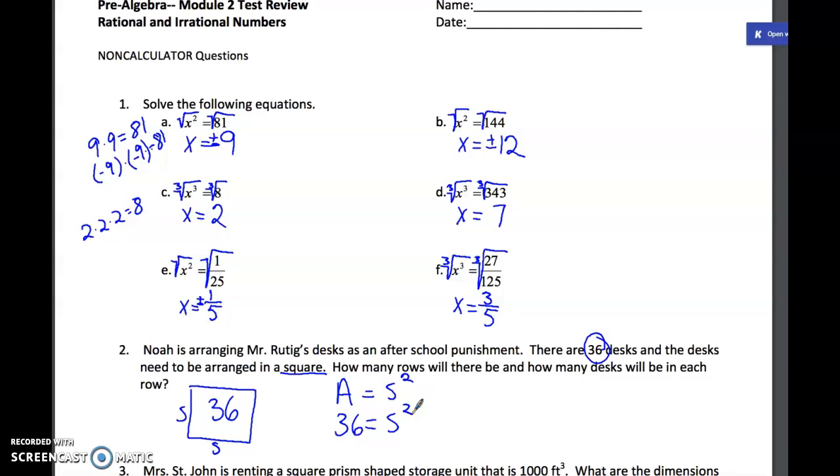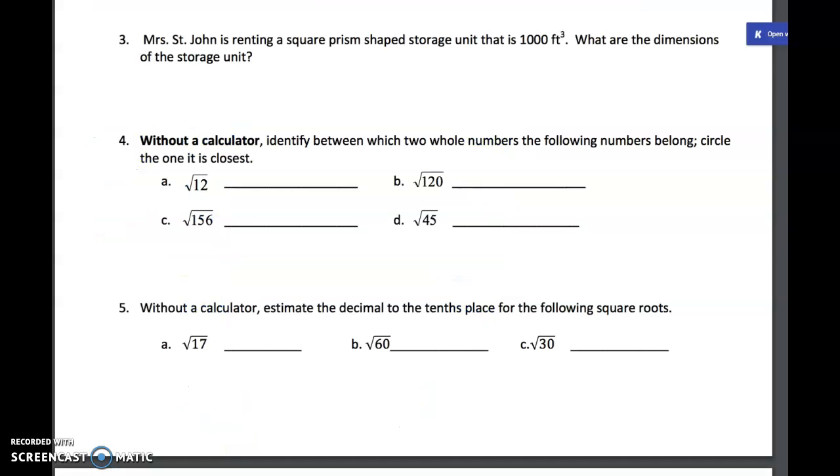We're going to do the inverse operation, square root, okay? S equals square root of 36 is going to be 6. Now, normally with a square root equation, we end up with a plus or a minus. In this case, a negative does not make sense because you cannot have negative 6, so it has to be a positive 6 for the number of desks in each row. Okay, so let's go ahead and look at number 3.